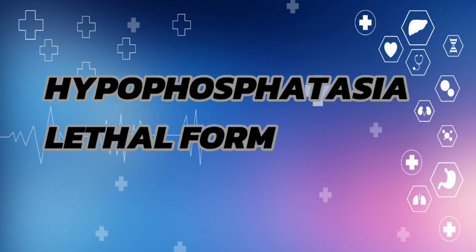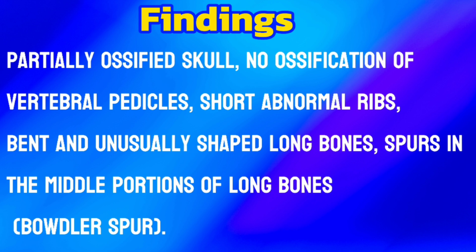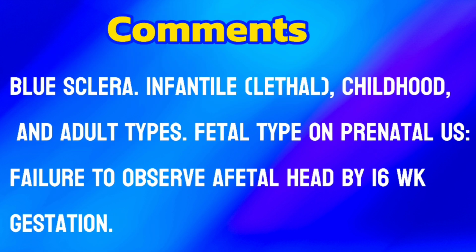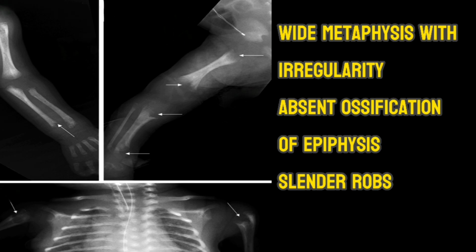Next comes hypophosphatasia, lethal form. The findings are partially ossified skull, no ossification of the vertebral pedicles, short abnormal ribs, bent and unusually shaped long bones, spurs in the middle portion of the long bones. Blue sclera, infantile, lethal, childhood and adult types. Fetal type on prenatal ultrasound, failure to observe the head by 16 weeks gestation. On X-ray, wide metaphyses with irregularity, absent ossification of the epiphyses, rendered ribs.